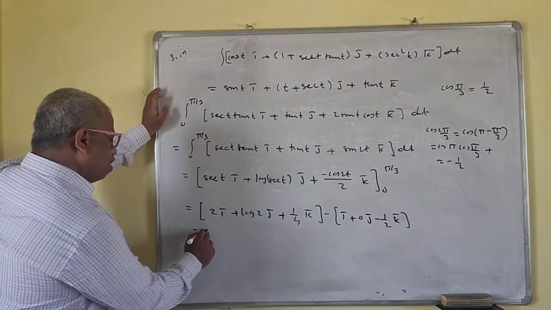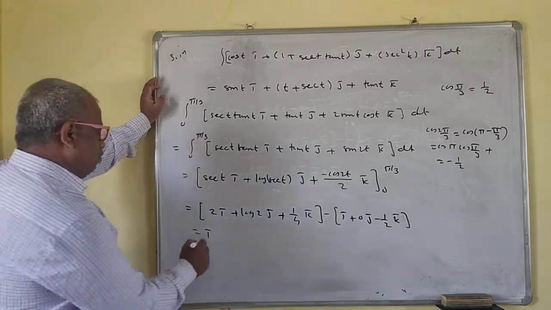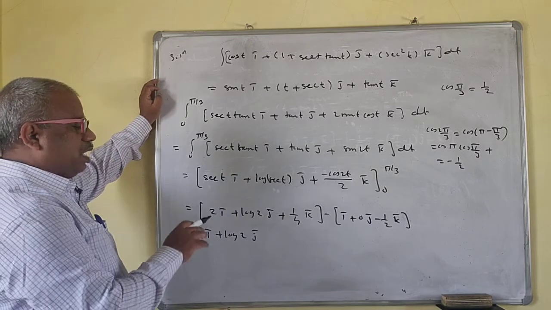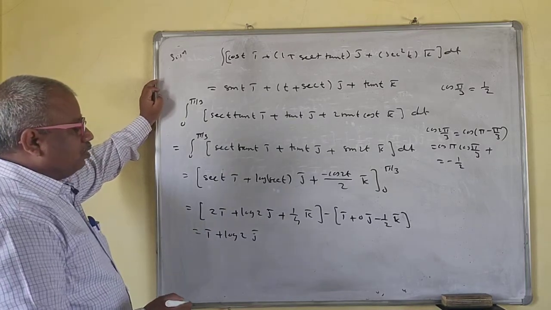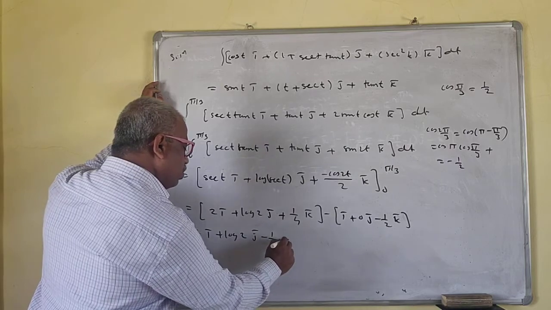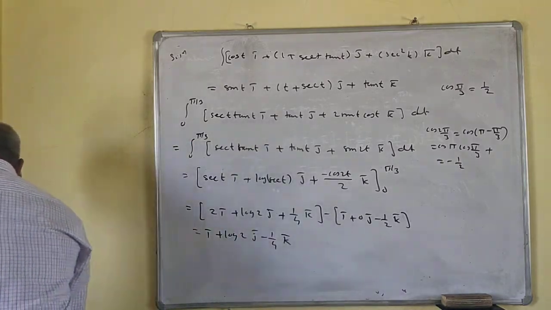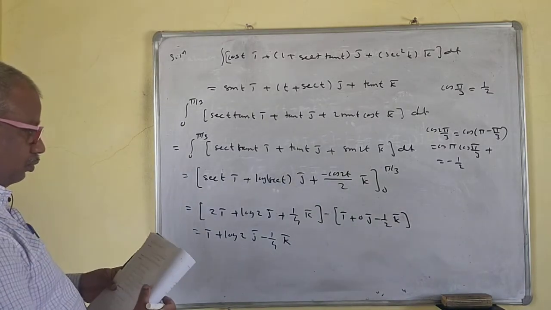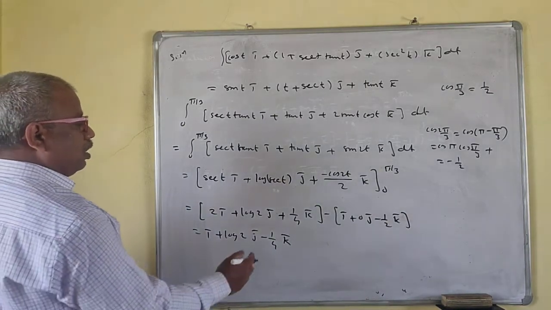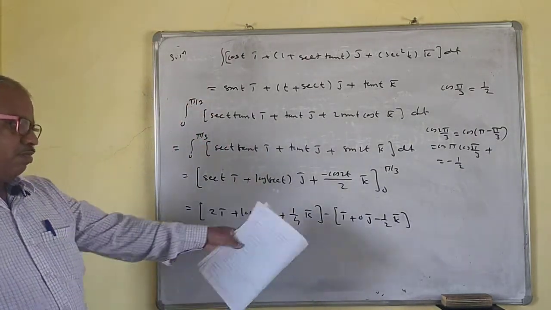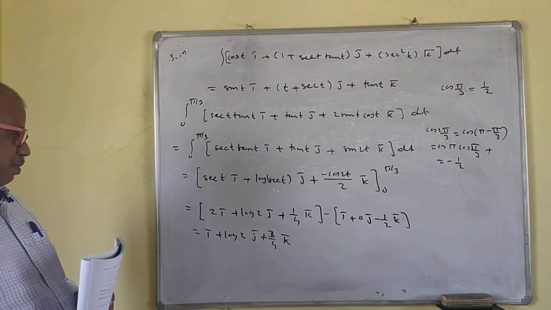Okay. So this is 2 i bar minus i bar, plus log 2 j bar. Then this is 1 by 4 minus 1 half. So that is 1 by 4 minus 2 by 4, which is minus 1 by 4 k bar. Okay. So this is the value. Oh, no, this is minus becomes plus. So this is 3 by 4. Minus becomes plus. So this is 3 by 4.